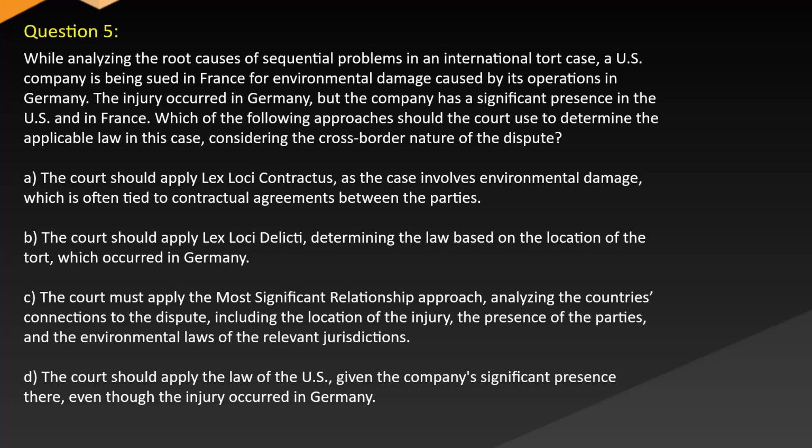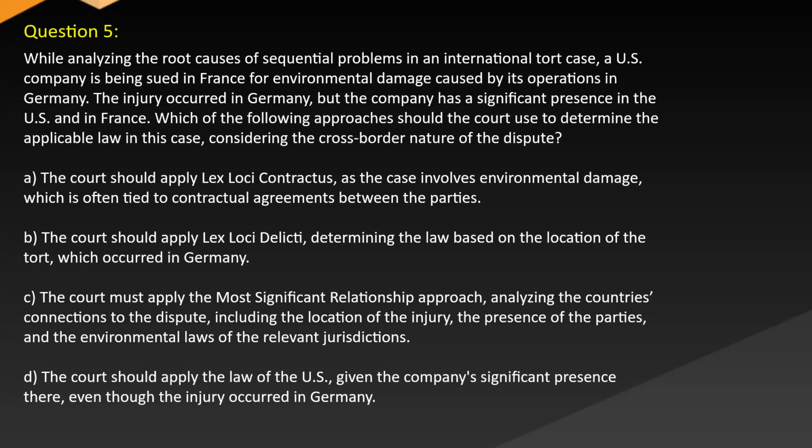Question 5. While analyzing the root causes of sequential problems in an international tort case, a US company is being sued in France for environmental damage caused by its operations in Germany. The injury occurred in Germany, but the company has a significant presence in the US and in France. Which of the following approaches should the court use to determine the applicable law in this case, considering the cross-border nature of the dispute?